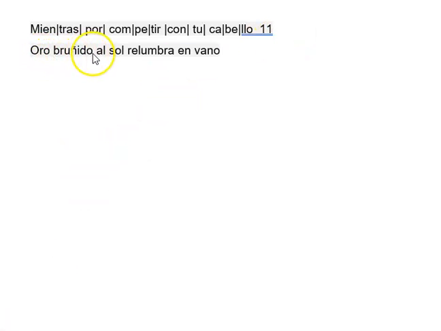Okay, oro brunido al sol relumbra en vano. Now, vano is another grave. It's another llana, right? Palabra llana. So you're not going to add or subtract syllables at the final count. But you do have some vowels that go together here, ending a word and beginning the next word. So we see that a couple times. So let's look at that.